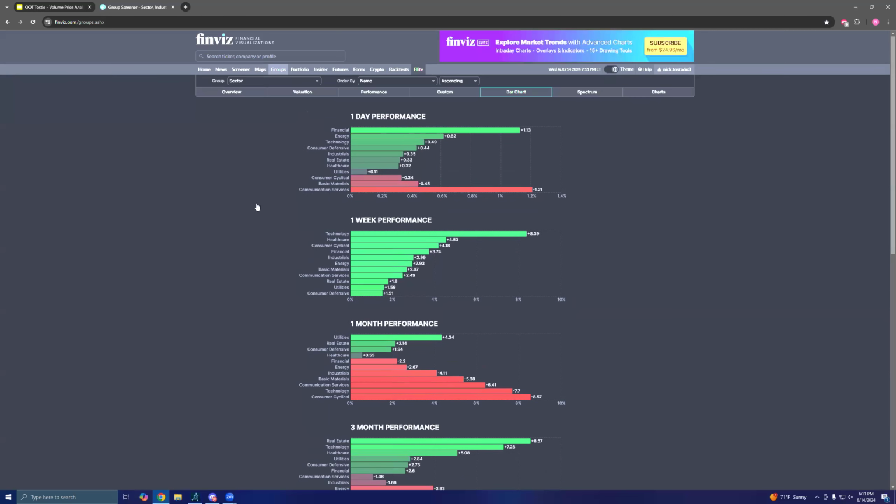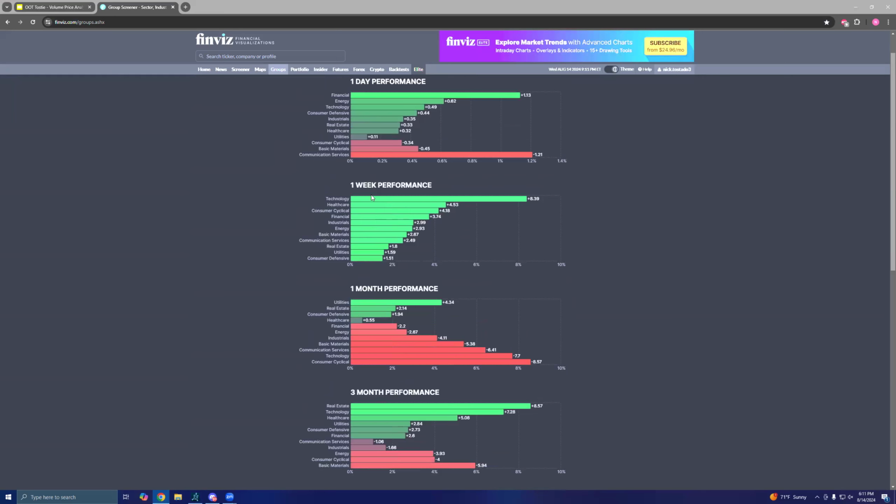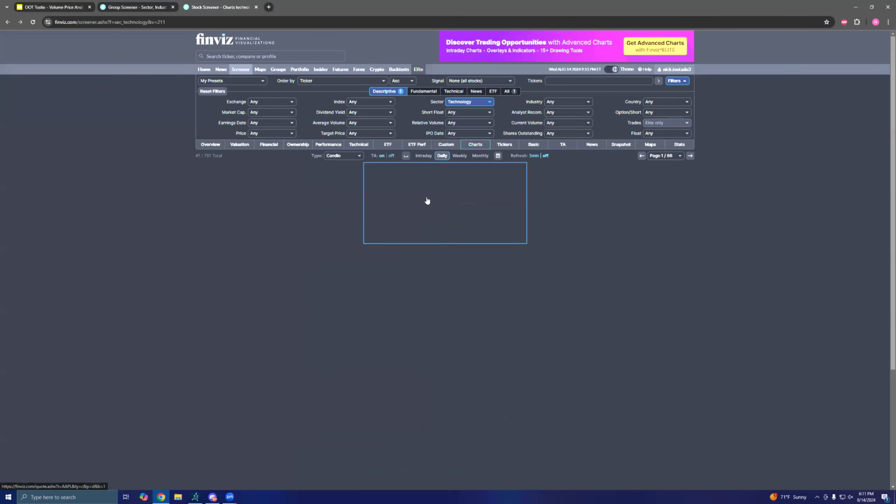So what I want to do again in the scanner, and I'll send the link to this in the chat, is take a look at what's been outperforming over the medium periods here, which is going to be technology and utilities. I'm going to just focus on tech stocks for now, so I'll go ahead and click technology.